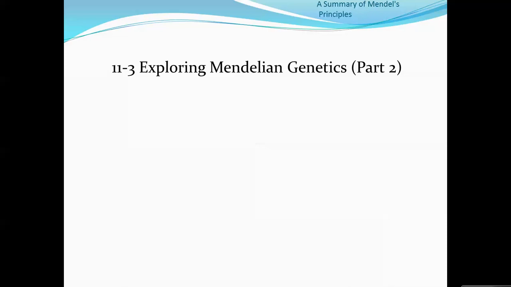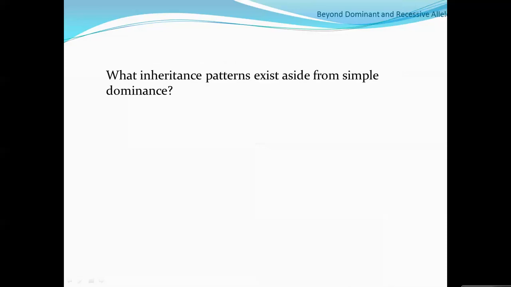So now we're going to take a look at more of the work that Gregor Mendel carried out. The main thing we're going to look at in this video is what inheritance patterns exist aside from simple dominance. So far up to this point, we've talked about one allele being dominant over the other, and that's the one that's going to show up. Unless, of course, the dominant allele is not present, then the recessive allele is going to show up. However, other patterns exist besides just simple dominance, so we're going to take a look at those.